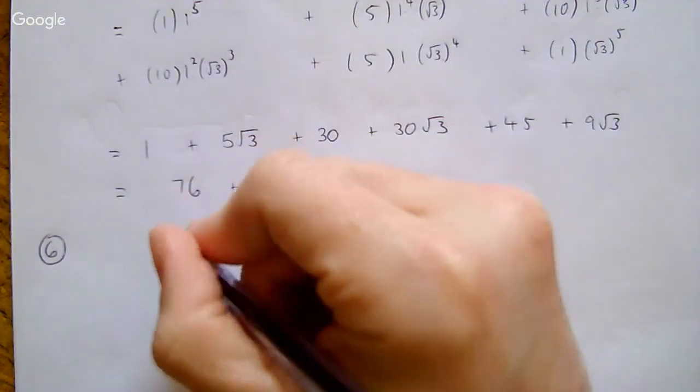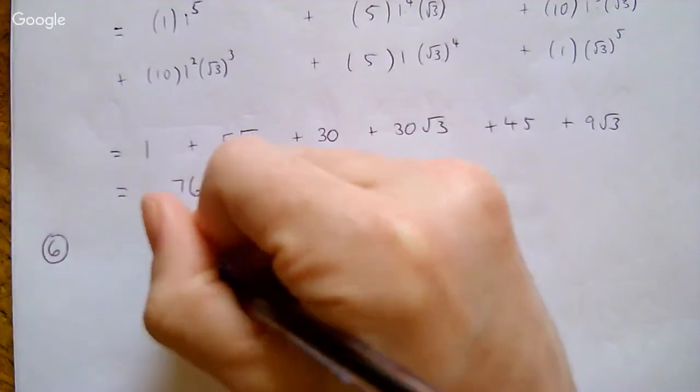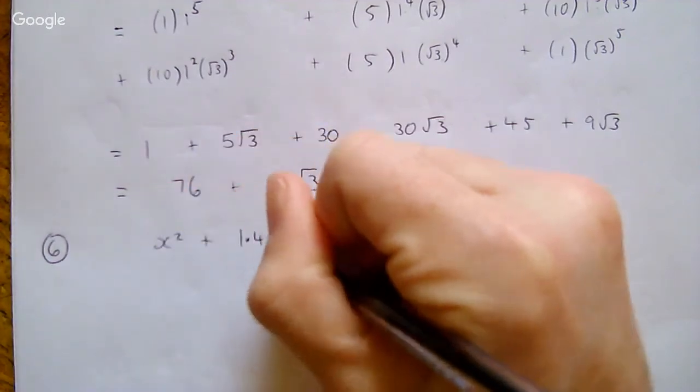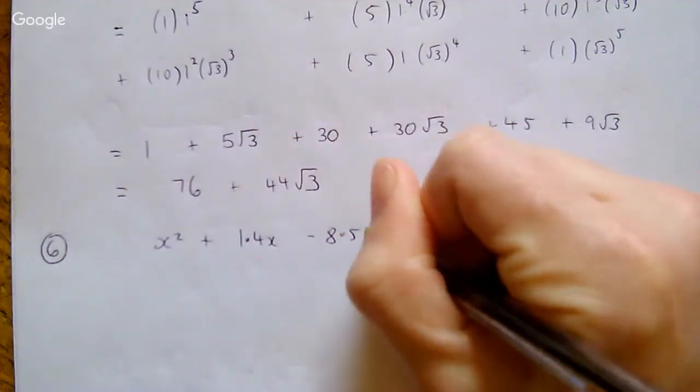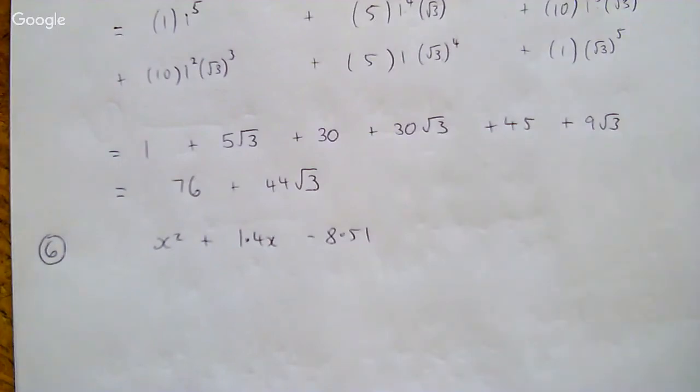So it says x squared plus 1.4x minus 8.51 may be expressed in the form x plus p squared minus 9, where p is a constant whose value is to be found, hence solve this quadratic equation where it's equal to 0.